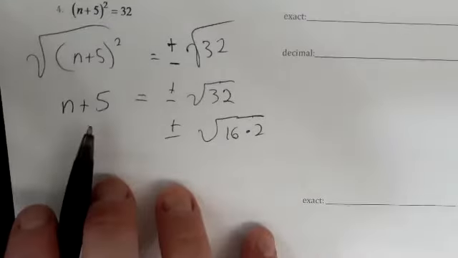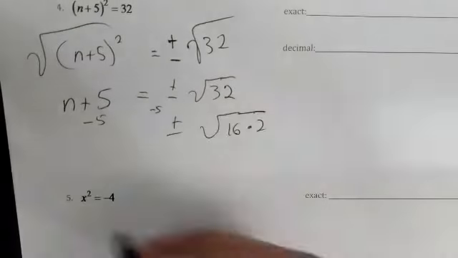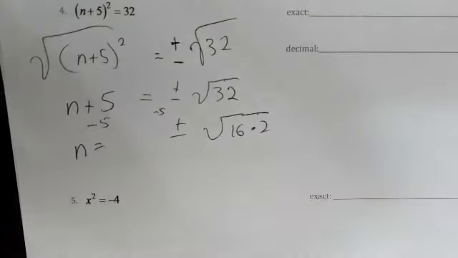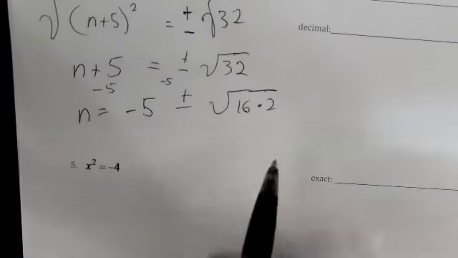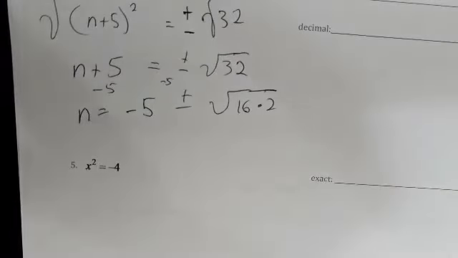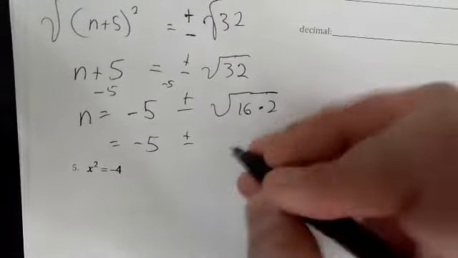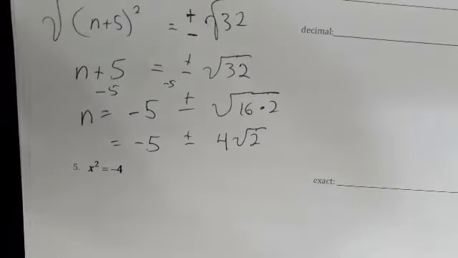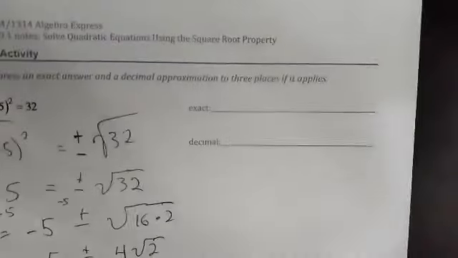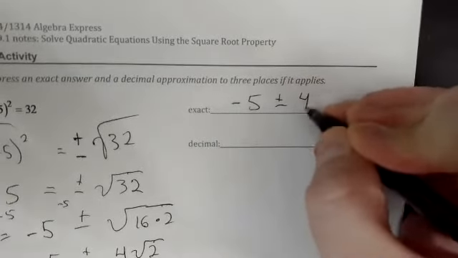The other thing I'm going to do is, I have n plus 5, so I want to subtract 5 from each side. It might be a little weird, but when I add or subtract that final term, I'm usually going to put it out in front. So minus 5 plus or minus this square root that we need to clean up. I get minus 5 plus or minus root 16, which is 4, and I still have another 2 underneath there. So the exact solution looks like minus 5 plus or minus 4 root 2.